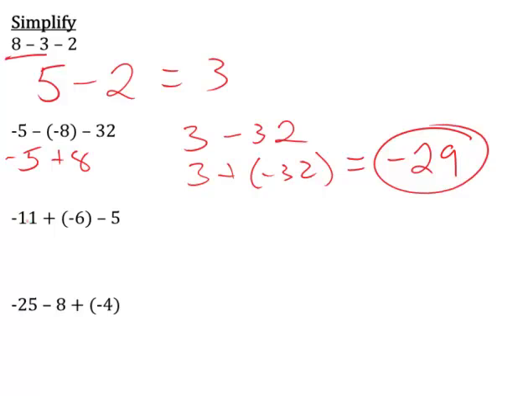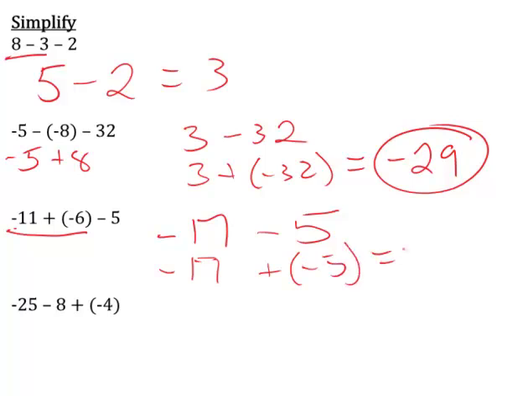If you all notice the next one here, this is already telling me to add. I don't have to worry about changing any signs here because I'm already adding. So negative 11 plus a negative 6 is a negative 17. Then I have minus 5. So here I'm going to go ahead and fix that. Negative 17 plus a negative 5 leaves me with a negative 22.